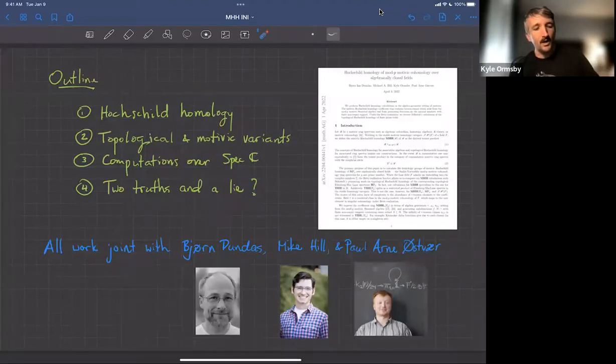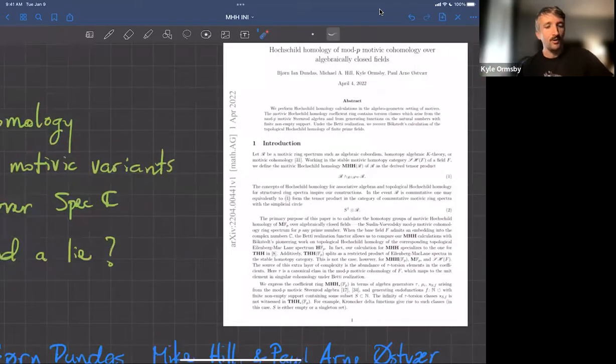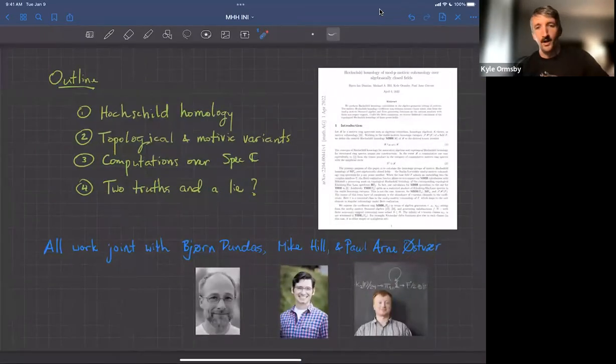This is all based off of a preprint that's on the archive right now called Hochschild homology of mod p motivic cohomology over algebraically closed fields. And this is joint work with my collaborators, Bjorn Dundas, Mike Hill, and Paul Arne Østvær.